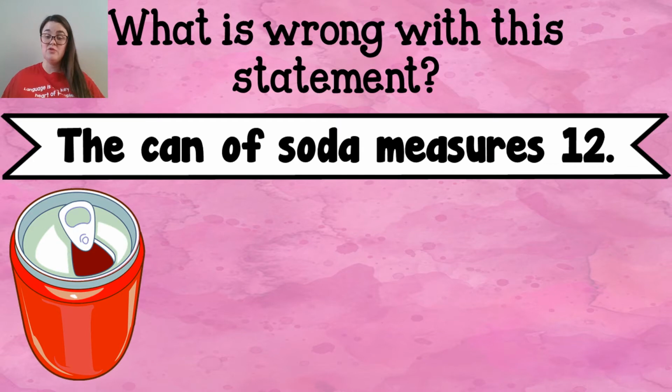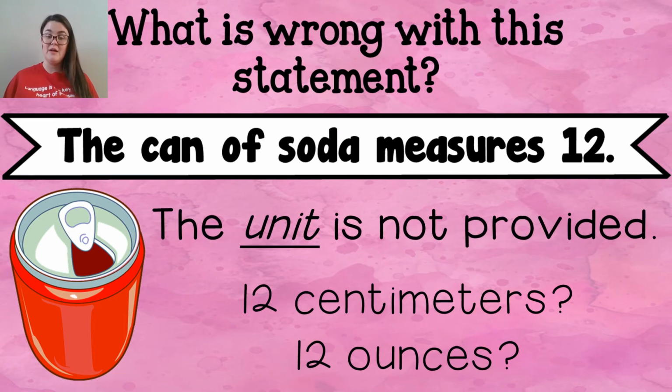In our last measurement lesson, we talked about what is wrong with the following statement. The can of soda measures 12. What are we leaving out of this statement? Can you remember? When we're talking about measurement, we need to have a unit. In this statement, the unit is not provided. Is it 12 centimeters or 12 ounces in this can? We do not know because they didn't use units.